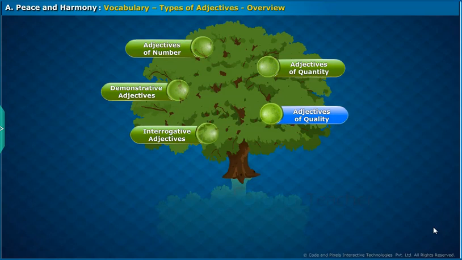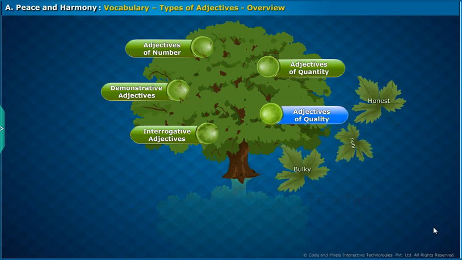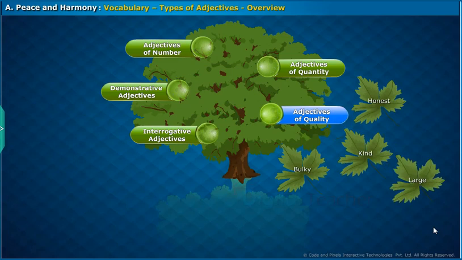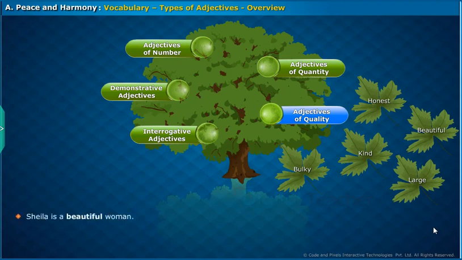A few examples are honest, bulky, kind, large, beautiful. Listen to the following sentences framed using these adjectives. Sheila is a beautiful woman. New Delhi is a large city with buildings.